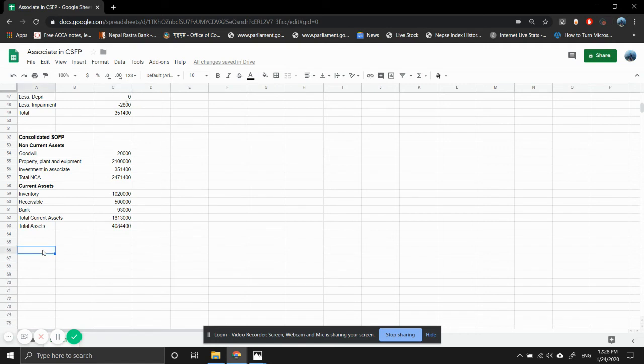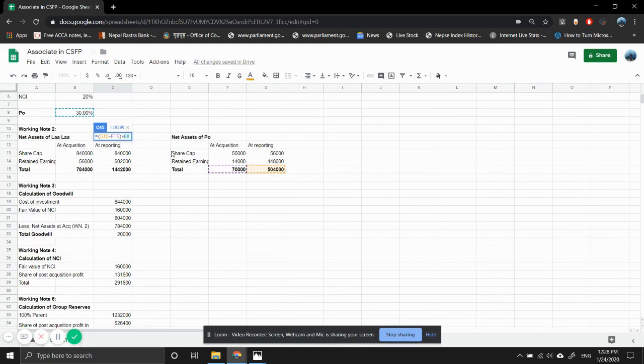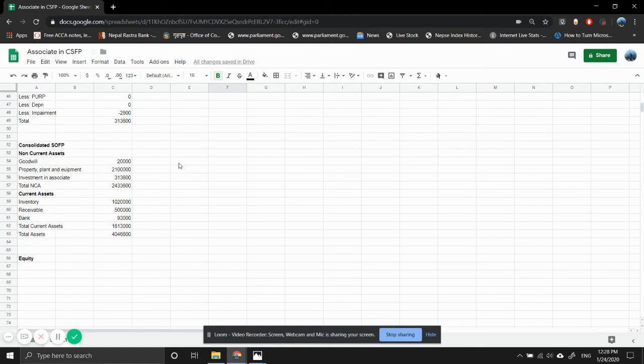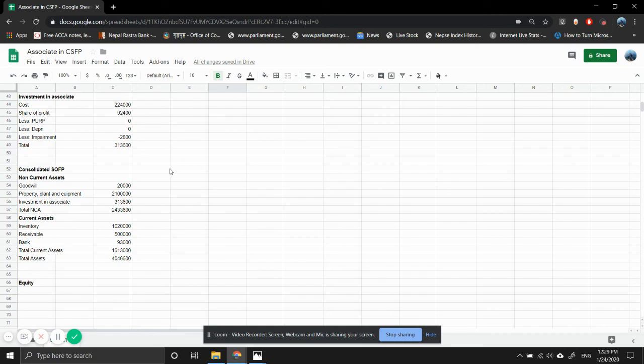Okay, so let's look at equity as well. So I think this figure is good. Let's check this thing out again one more time. See, that's why the numbers are looking so different. So I guess now it's all solved. Yep. That's why otherwise, the investment in associate was a very small figure.